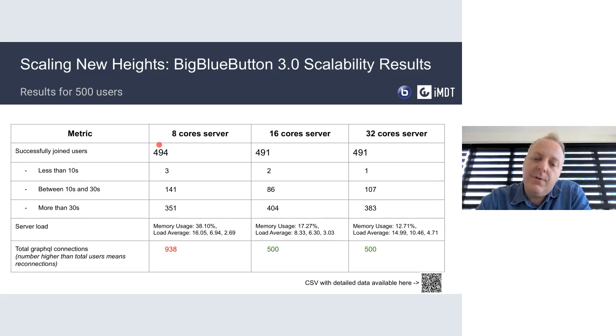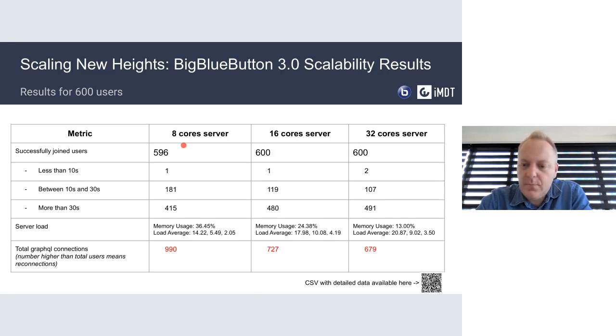But with 500 users, if BigBlueButton would be released today, you would need a server larger than 8 cores to handle it. So it's because the number of reconnections that we had. And we can see also that the load average was 16 for an 8-core server. It means we are CPU bound in this test.